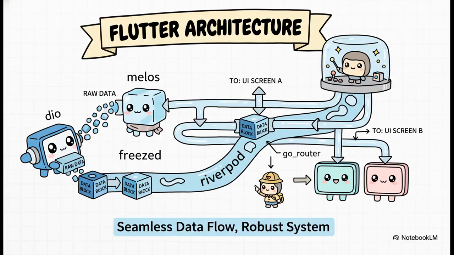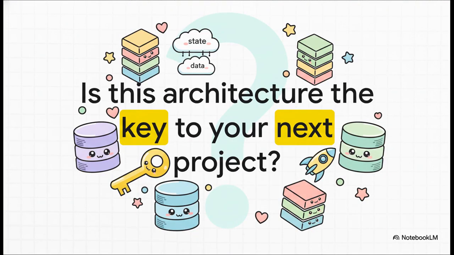So, when you put it all together, Freezed, Dio, Riverpod, GoRouter, and Melos, you're not just getting a random collection of packages. What you're really getting is a complete, logical, and robust blueprint for building some seriously sophisticated, data-heavy applications in Flutter. Look, this architecture gives you clear answers right from the start for data modeling, state management, and overall project structure. It really sets you up for success. So the only question left is, could this be the blueprint you've been looking for on your next big project?